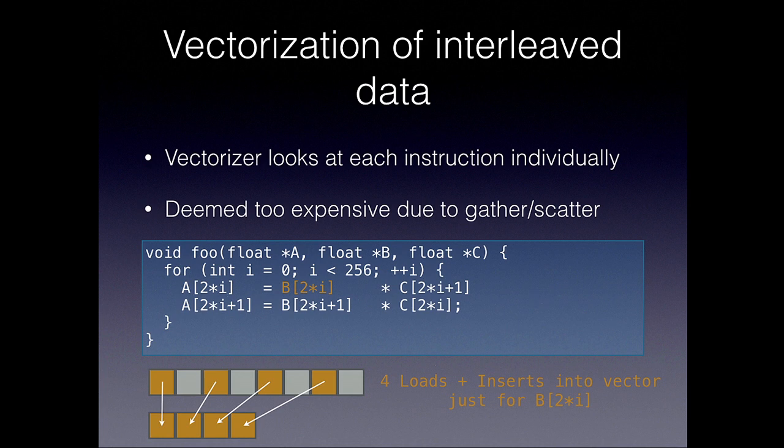So when we come to estimating the cost of doing this, and also the way we generate code for this, we will emit 4, so we're vectorizing by a vector factor of 4. We will emit 4 loads and 4 inserts into a vector per access that you see here. So that is inefficient, and the cost model will tell us so, and we will not vectorize this loop.